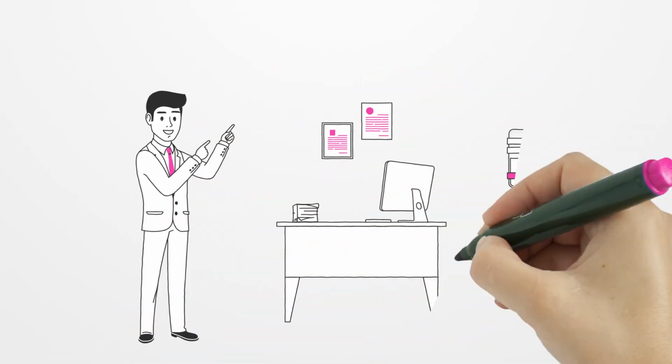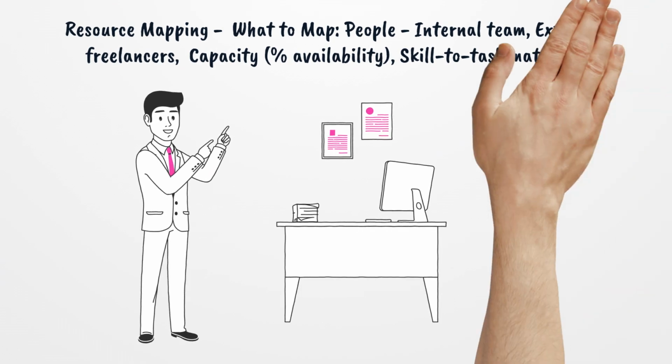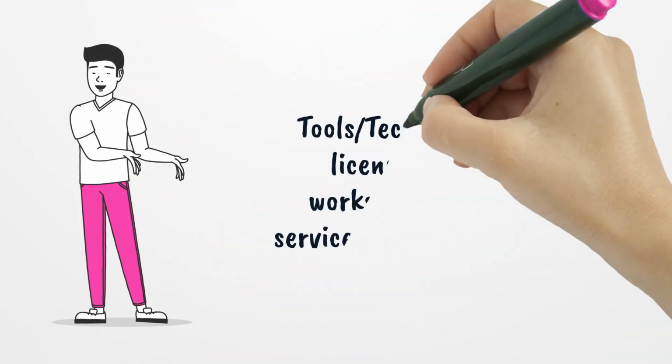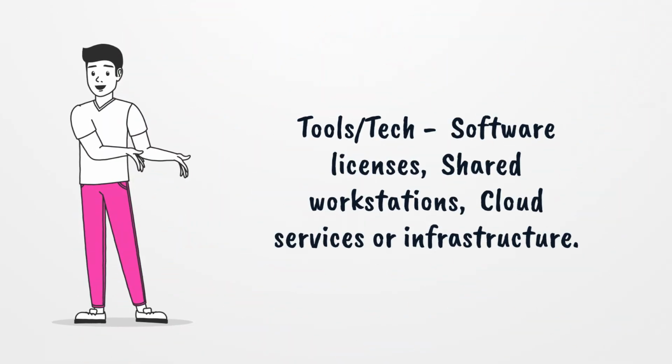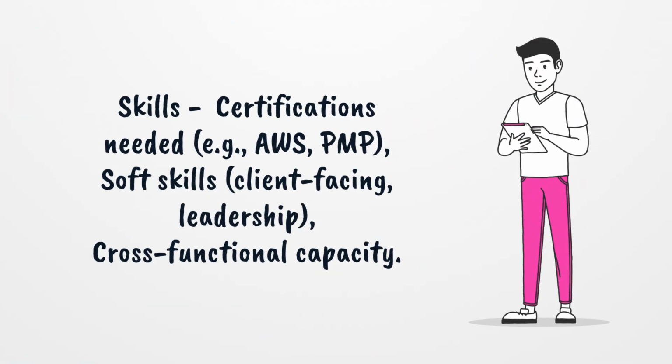Resource mapping. What to map? People: internal team, external freelancers, capacity, percent availability, skill to task matching. Tools/tech: software licenses, shared workstations, cloud services or infrastructure. Skills: certifications needed, e.g., AWS, PMP. Soft skills, client-facing, leadership. Cross-functional capacity.